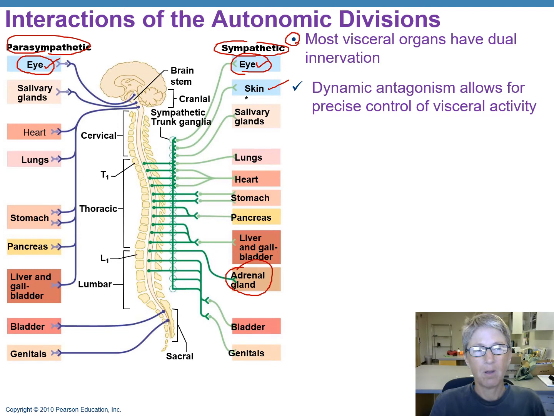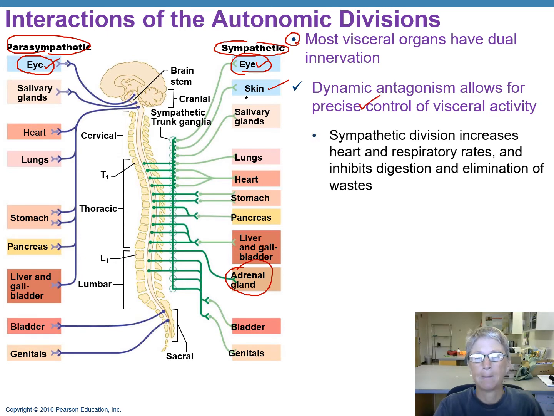Because the sympathetic and parasympathetic are for the most part antagonistic towards each other, that means if one does one thing, the other division does the opposite thing. They call that dynamic antagonism. Because Mother Nature designed this dynamic antagonism between the parasympathetic and sympathetic nervous systems, this allows for really precise control of visceral activity. So, for example, your heart, lungs, and stomach.